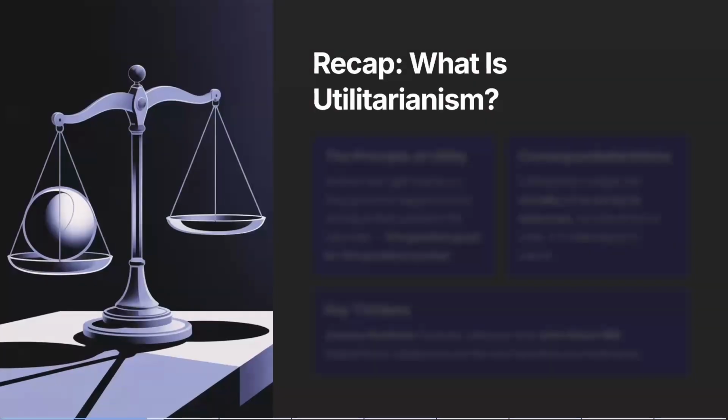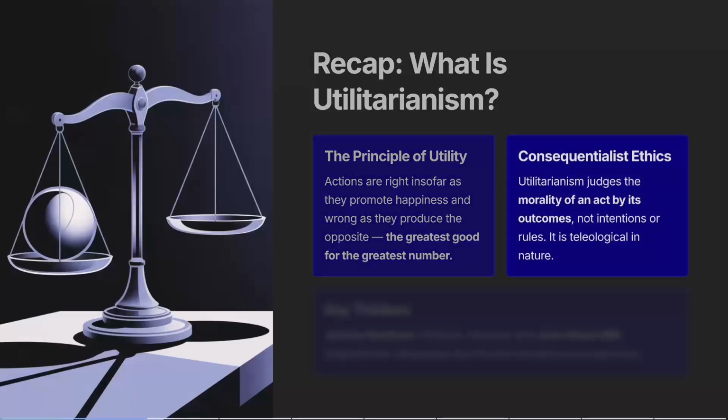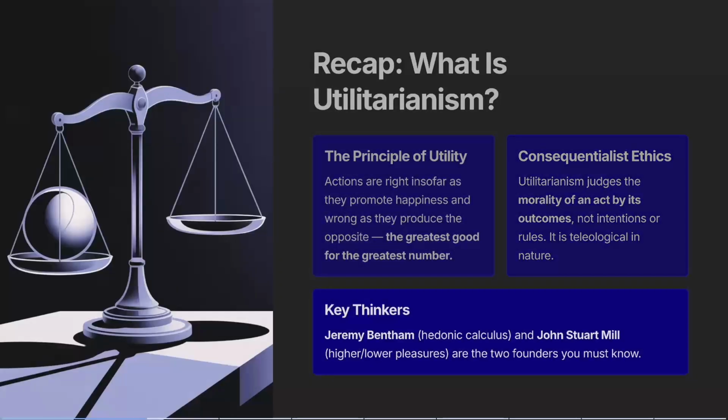So let's recap. What is utilitarianism? Well, it contains the principle of utility. According to utilitarian thinkers, the morally right action is the one that produces the greatest happiness for the greatest number. And it's a form of consequentialism, which means the morality of an action depends on its consequences rather than the action itself. It's also teleological in nature, the telos meaning purpose. So it's about the outcomes.